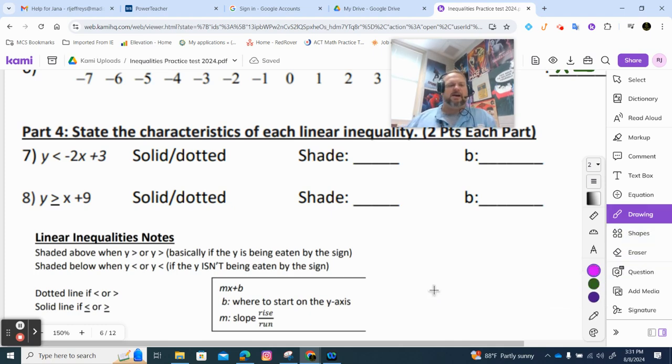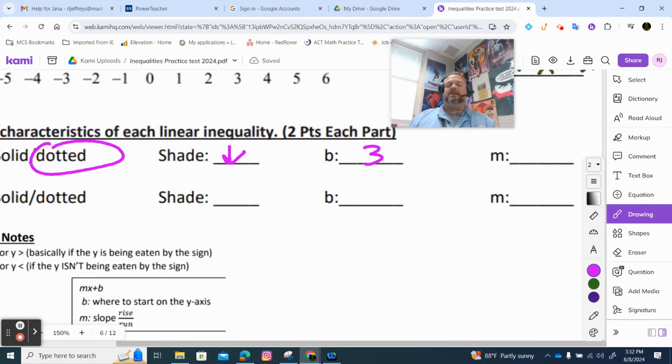Just FYI. All right. So this is going to be dotted. And the reason why it's going to be dotted is because there's not a line underneath it. And we are going to shade down because the y isn't being eaten. The b is the number without the variable. So that's 3. And this is a -2. Super duper crazy hard.